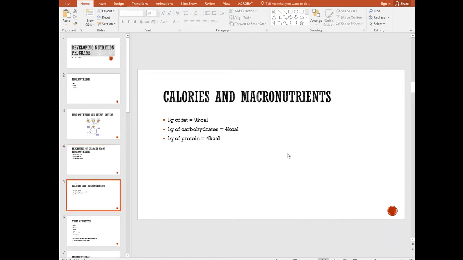So calories and macronutrients. 1 gram of fat has 9 kcals. And that should make sense because since it can store that much energy, that's where we store our excess energy. That's why you have fat stores on your body. Because for 1 gram, fat can hold a lot more calories than carbohydrate can and than protein can. So you notice here we're only getting 4 kcals, or kilocalories, from 1 gram of carbohydrate and 1 gram of protein.